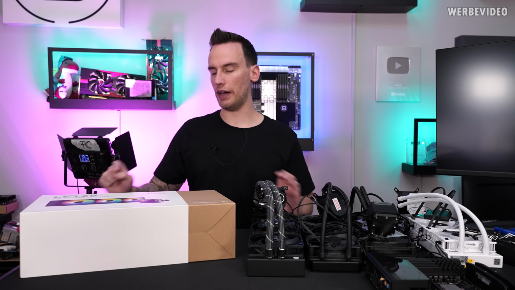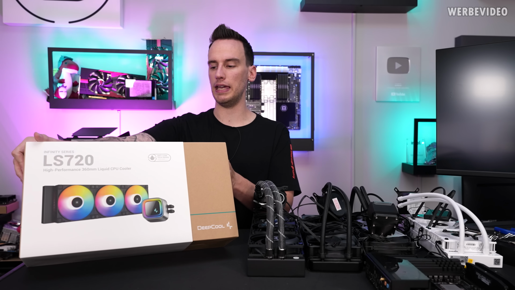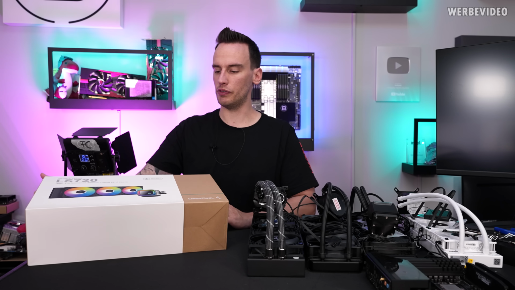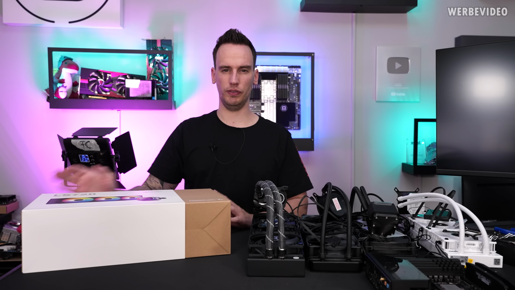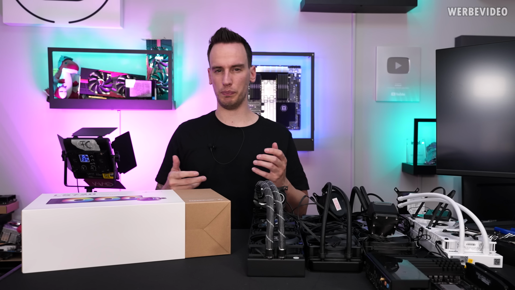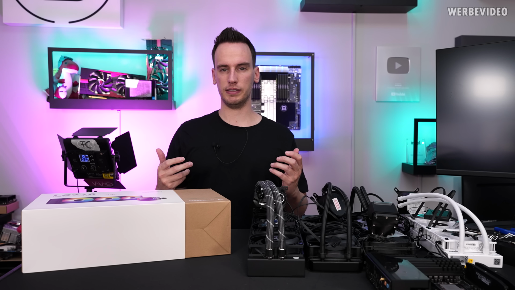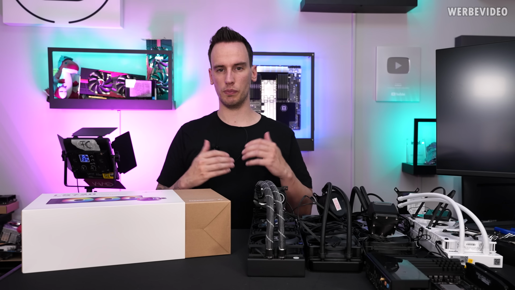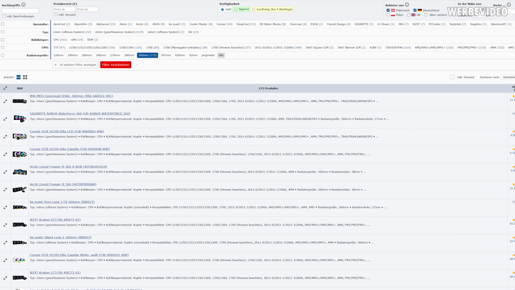Today on my table I have the DeepCool LS720 AIO, which DeepCool sent to us for review, but then I thought just reviewing a single AIO might not be that interesting. That's why I decided to go to GIGABYTE, which is a price comparison website in Europe, quite popular, and decided to buy the most popular AIOs in Germany.